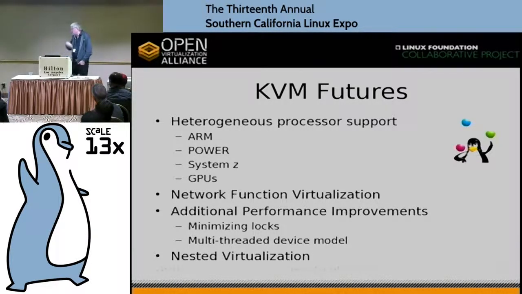KVM is also working on further performance improvements, especially needed as you get onto the bigger systems, so minimizing the locks, minimizing the contention between different systems. And then the other interesting thing that's happening on KVM, this is the experimental phase, is nested virtualization. So this is the ability to run KVM inside KVM. And again, you may say, why would you do this?